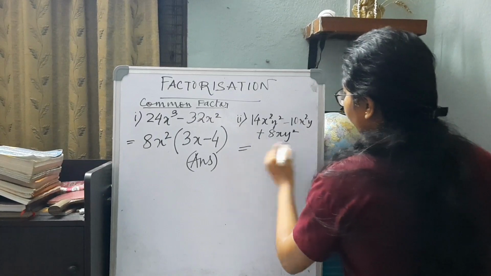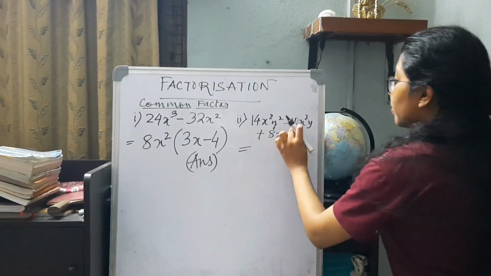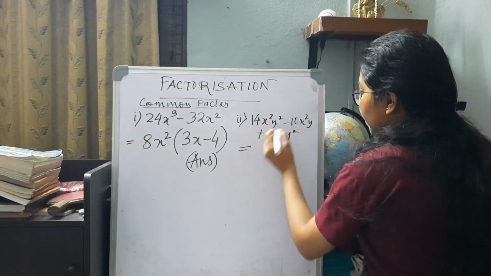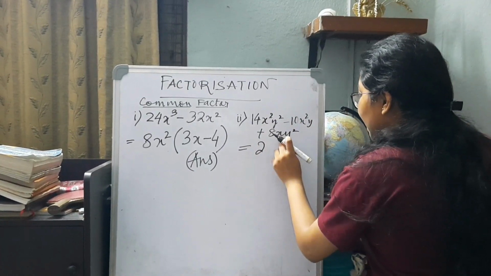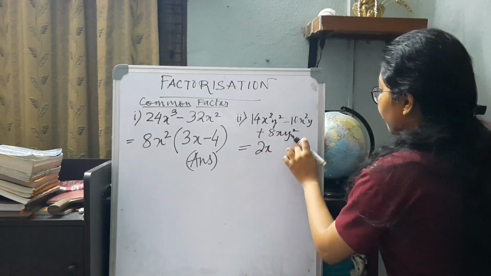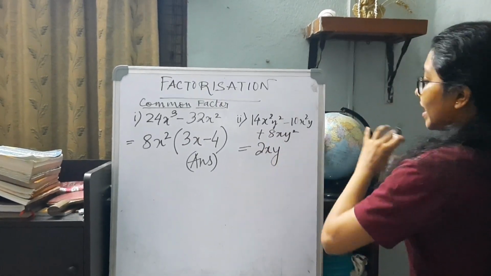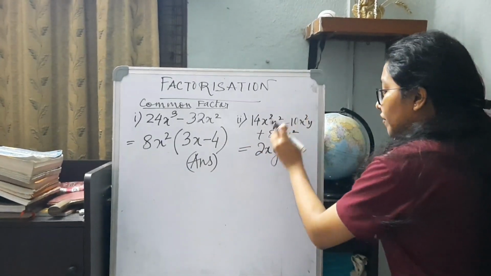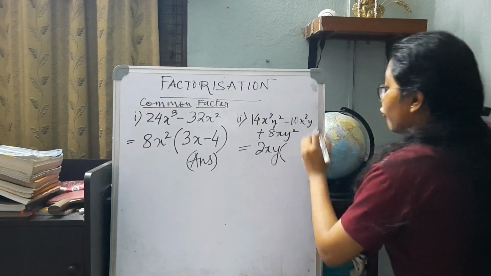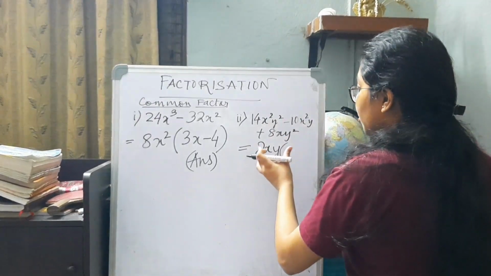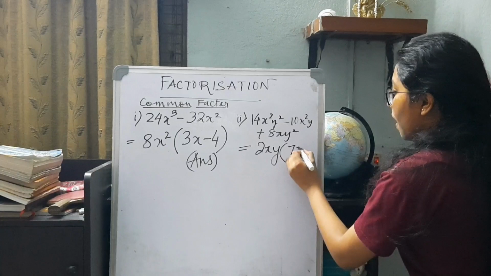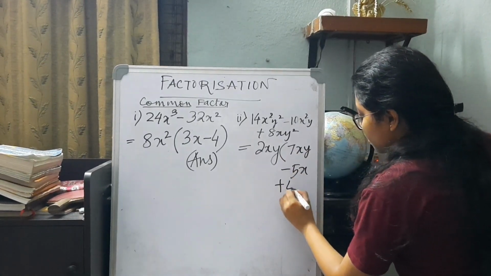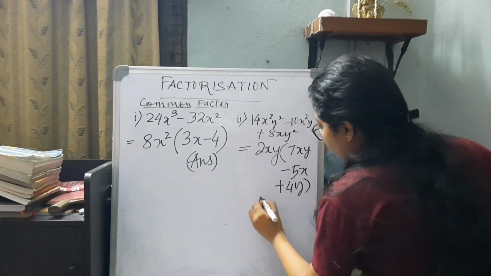Now for the second one, which is the maximum common factor in all three terms? It is 2 because all of them are divisible by 2. The minimum power of x is x, and for y also the minimum is y. So 2xy is the maximum common factor, or 2xy is the HCF of all three algebraic terms. Now we go for the product form, because factor form means it has to be expressed as a product. So this is our answer.